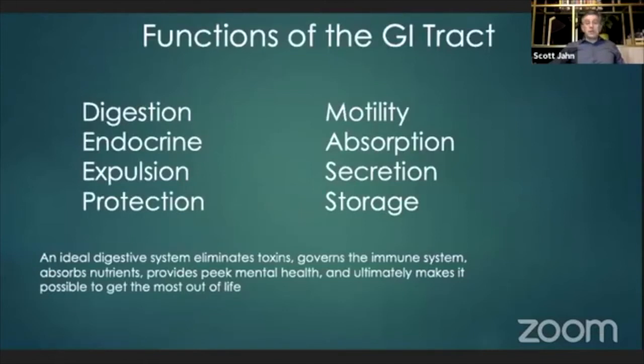So, functions of your GI tract, or your gut. We have digestion, of course. It's also endocrine. We talked about serotonin. You have expulsion of waste products. It's protection as well. One of the main jobs of the hydrochloric acid is not digestion, but to kill foreign invaders, like the parasites and bacteria on the food that we ingest. We have motility, okay, to make sure that the food bolus gets through the body. We have absorption of nutrients, secretion, and storage.